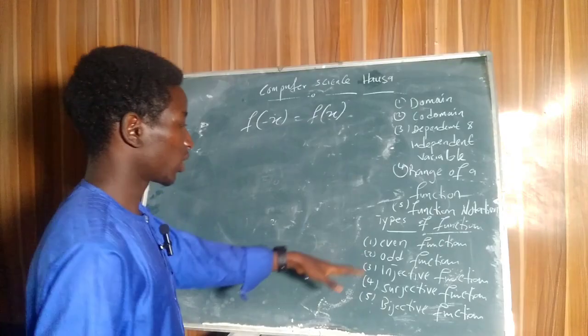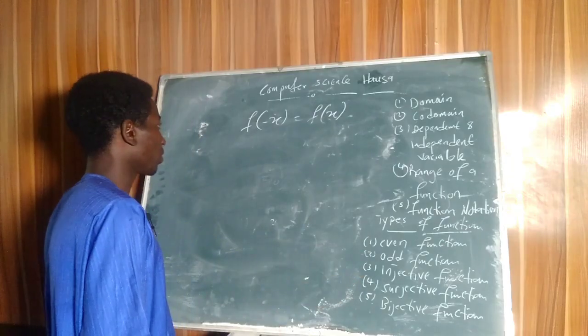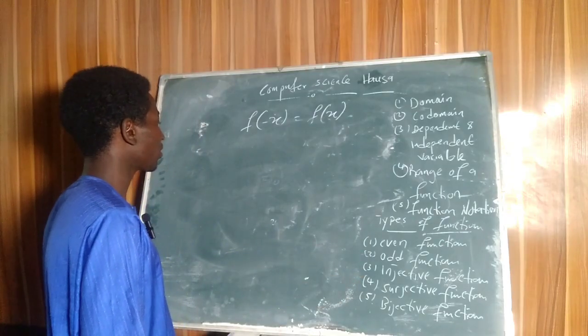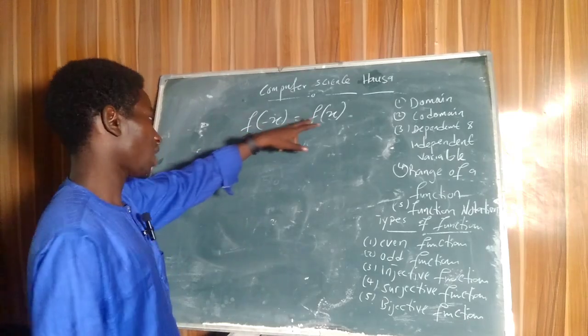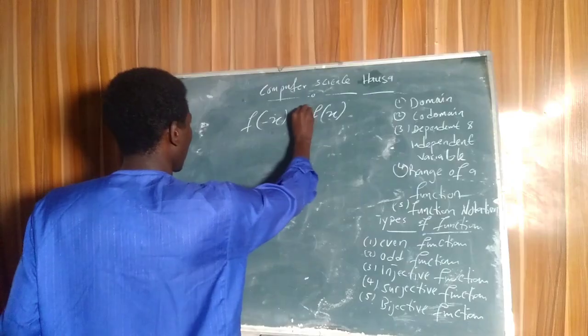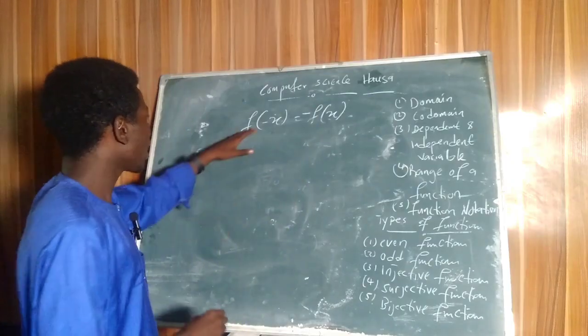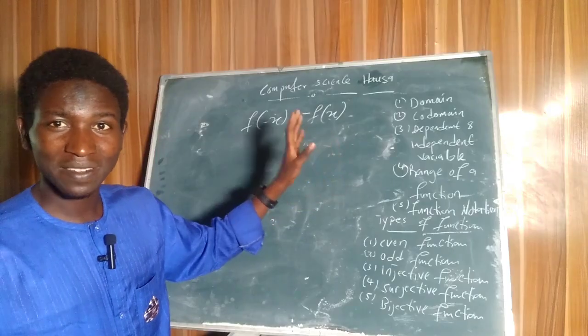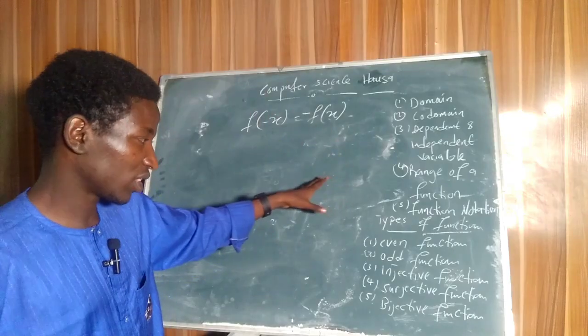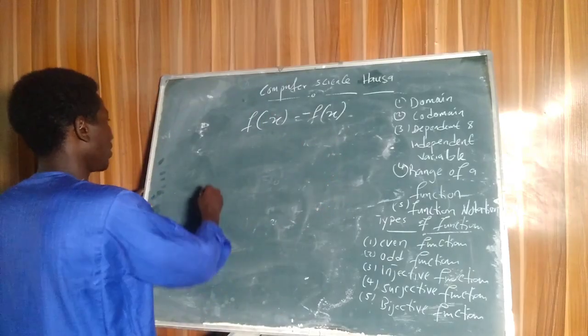So what is an odd function? An odd function has this rule: if f of minus x is equal to minus f of x, where we put a minus here, then this function is simply an odd function. So here is an example.